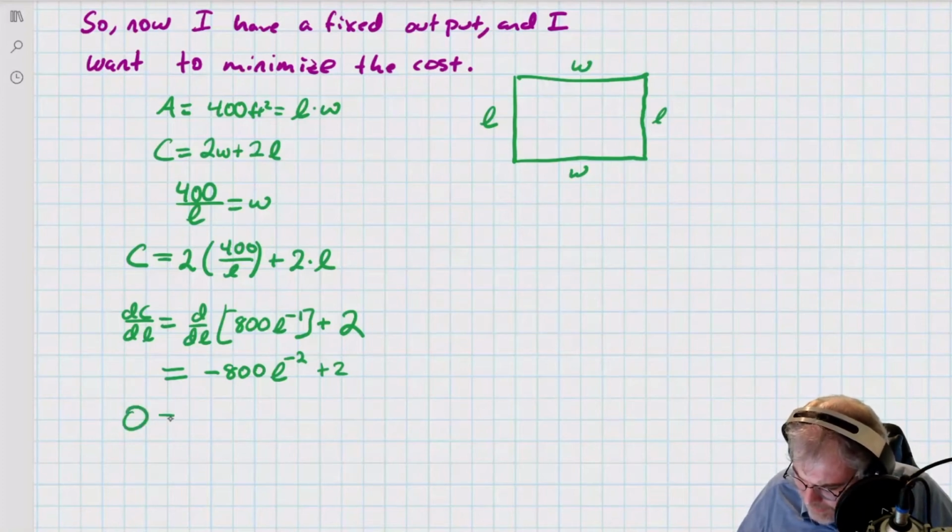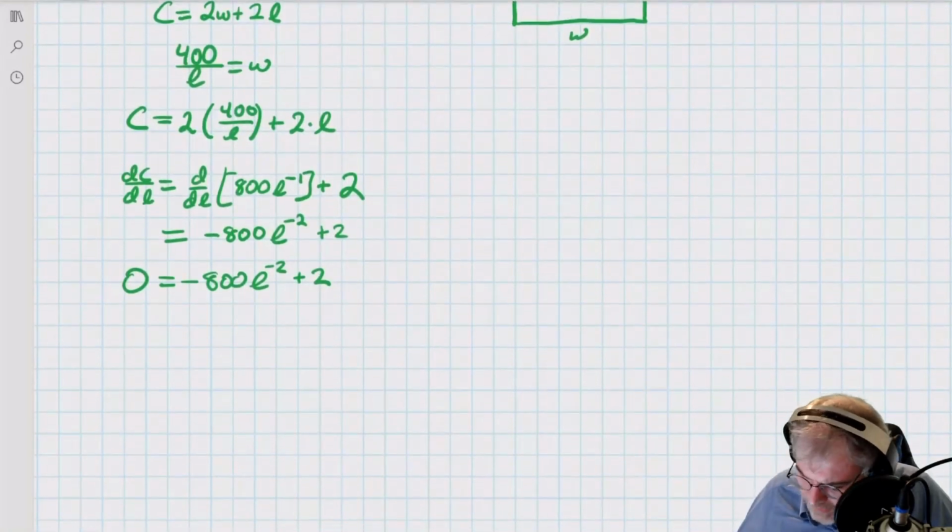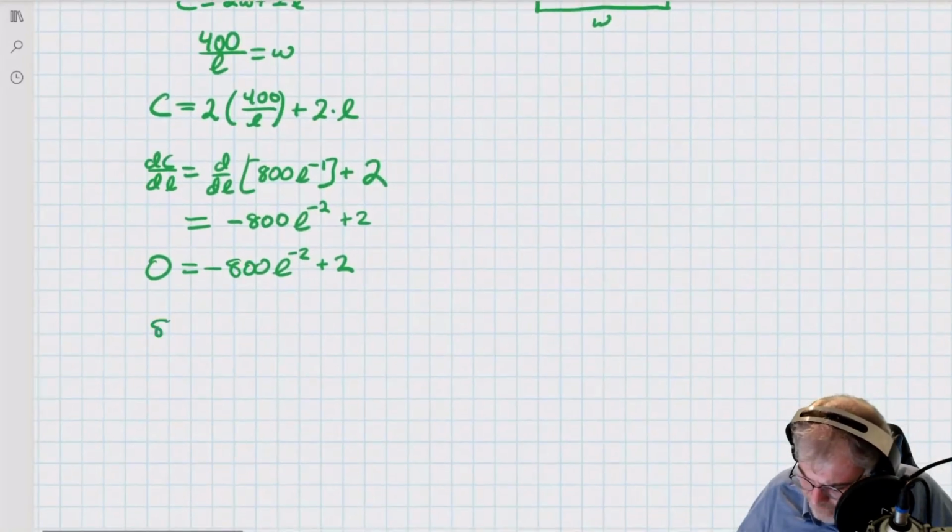So I get 0 equals negative 800 L to the negative 2 plus 2. That just kind of hangs out. It's an annoying little 2. So that's going to give me that 800 over L squared equals 2.